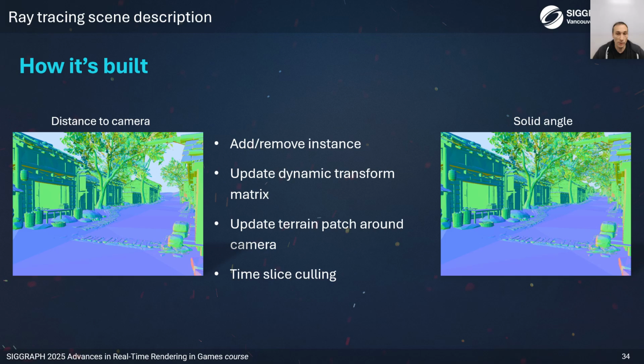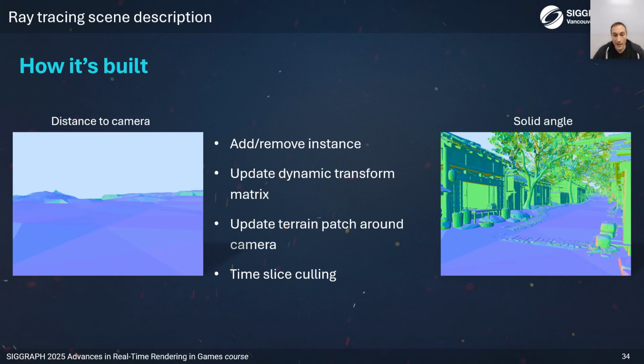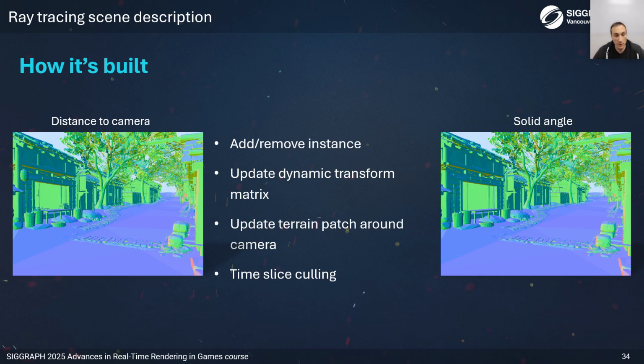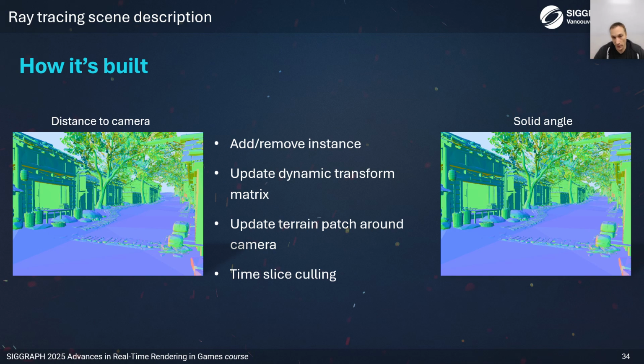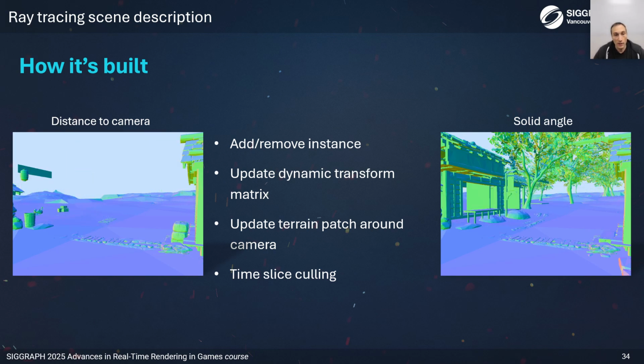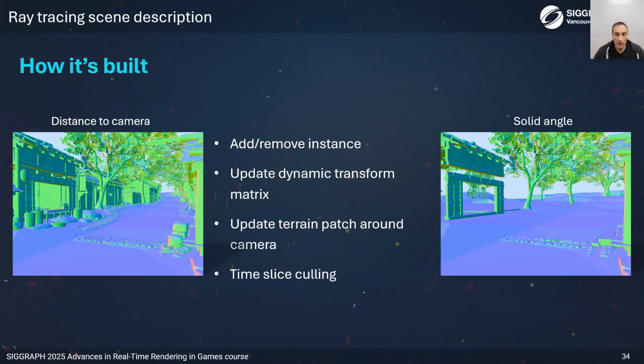Each frame we're going to update our BVH representation. It's a pretty simple process. We add and remove instances depending on the streaming and the position of the camera. We also update the transformation matrix of the moving objects. We support dynamic objects, but just not vertex animation. We also update at the same time the terrain around the camera.